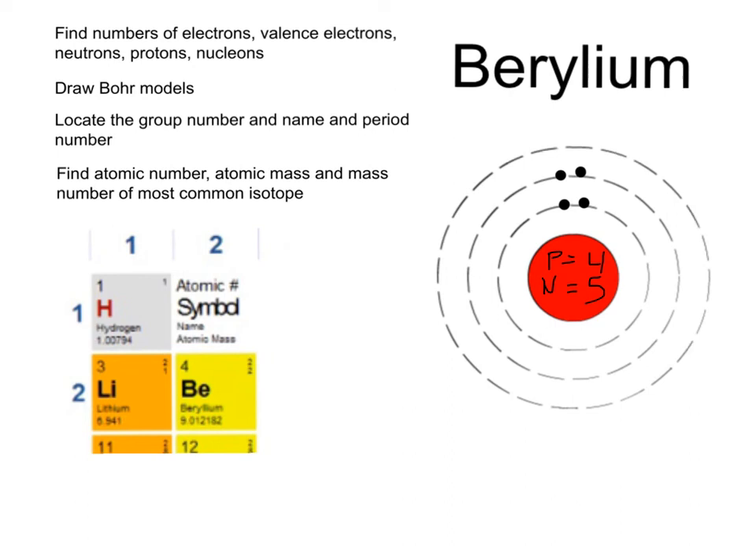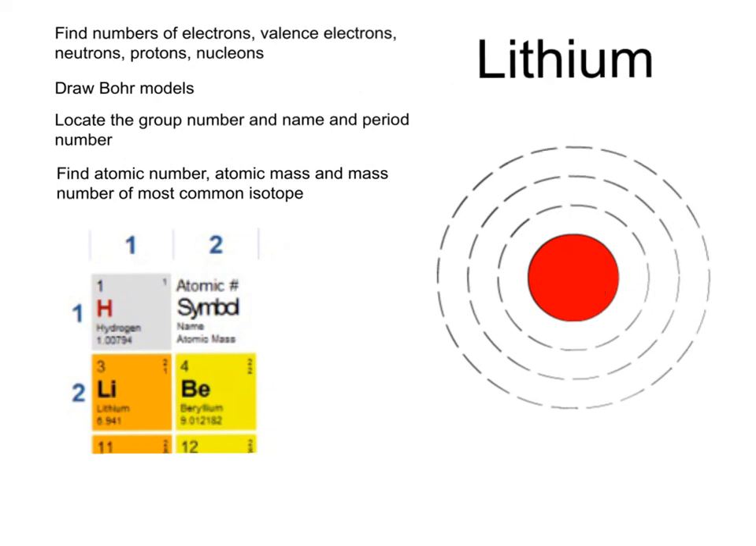The atomic number is 4. The atomic mass is 9.012182. The mass number is that number rounded to 9, and that's the most common isotope of beryllium. Okay, let's do one more, and then hopefully you'll be able to do this on your own. Okay, let's do lithium. You ready?